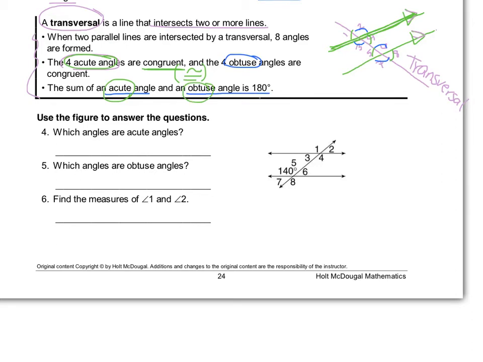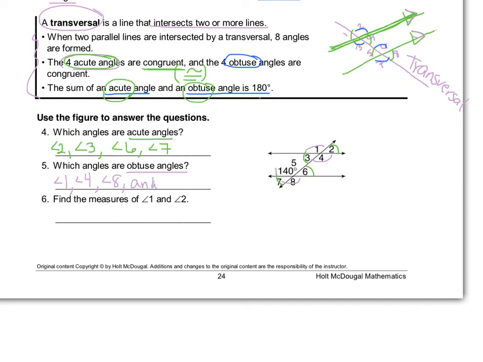Now let's look at the diagram below. Use the figure to answer the questions. So which angles are acute angles? I see angle 2, angle 3, angle 6, and angle 7 are all less than 90 degrees. So I'm going to write angle 2, angle 3, angle 6, and angle 7. Which angles are obtuse angles? Those are my angles that are larger than 90 degrees. So I have angle 1, angle 4, angle 8, and this guy I call my given angle.